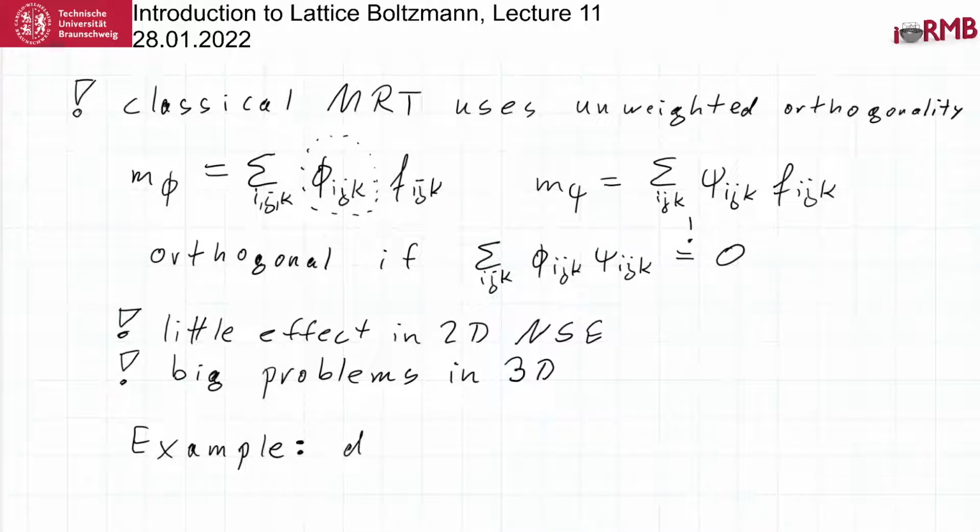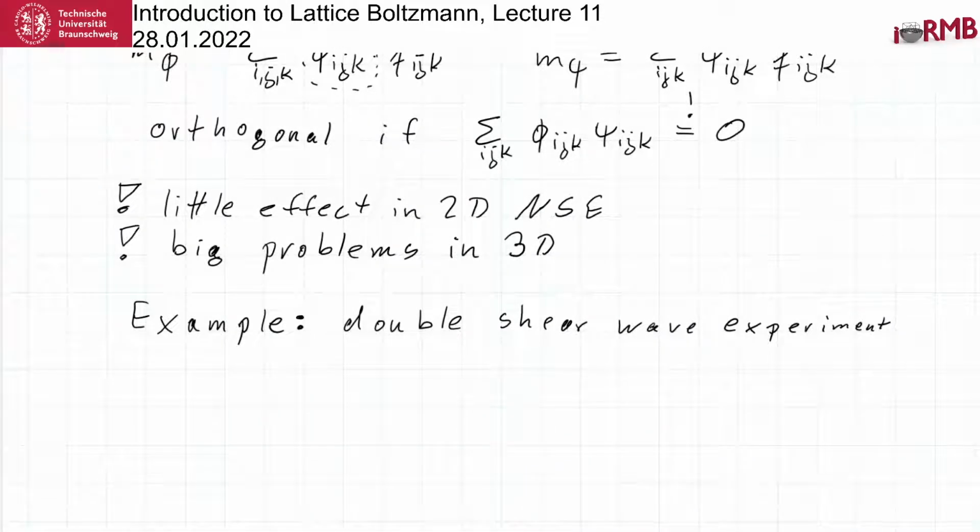So this example that was specifically designed to highlight this problem is the so-called double shear wave experiment. It's a completely academic example that has no relationship to nature actually. But we have an analytical solution for the Navier-Stokes equation for this thing, and we see that we do not get to this analytical solution with specific numerical methods. So this is why we have this.